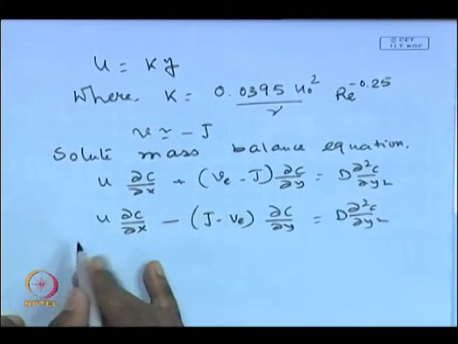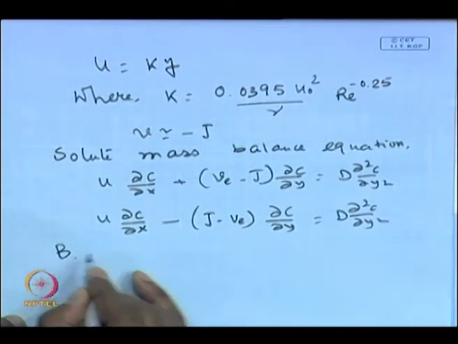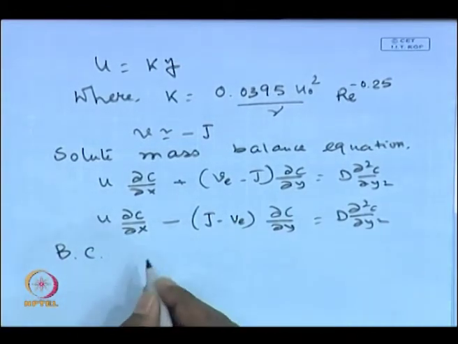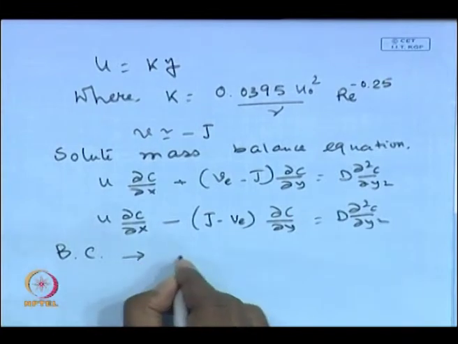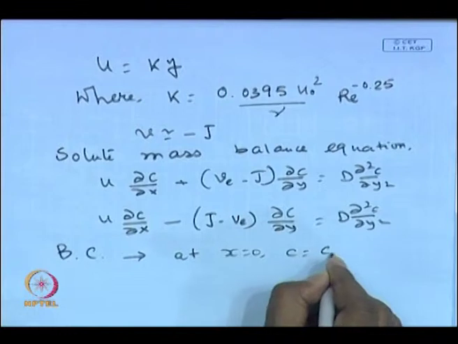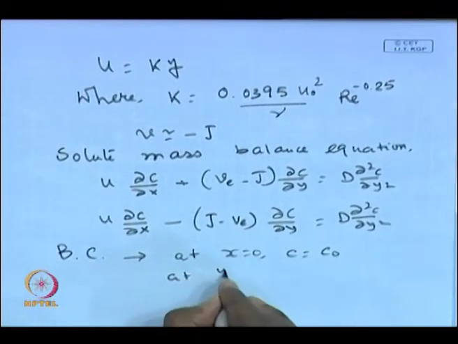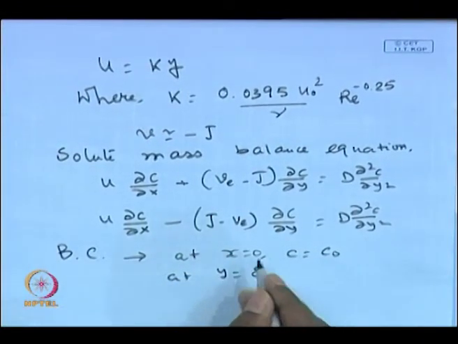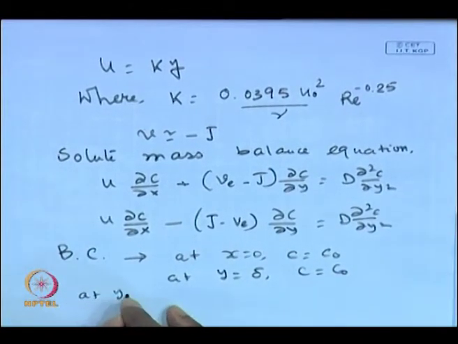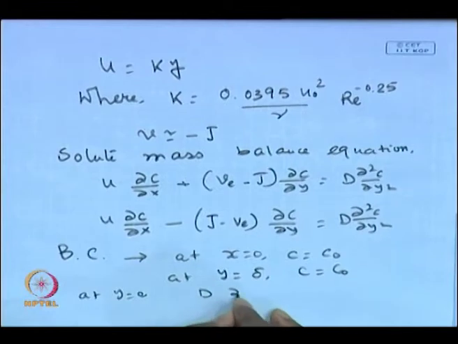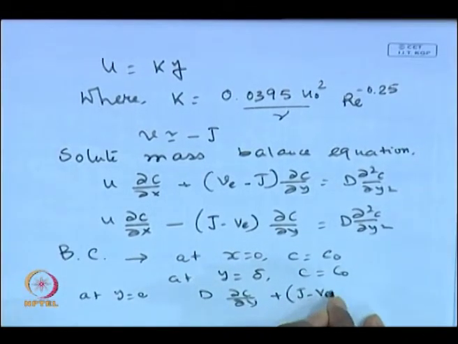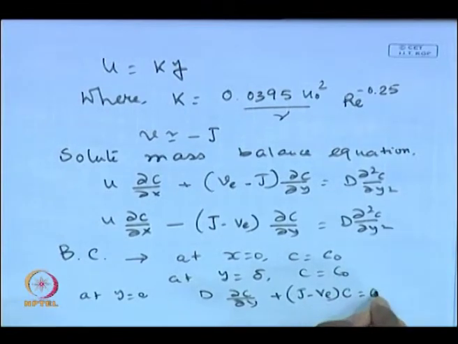Fine. Now, let us look into the boundary conditions. We require one boundary condition with respect to x and two boundary conditions with respect to y. As earlier, the boundary conditions are: at x equal to 0, c is equal to c naught; at y equal to delta, or at the edge of the boundary layer, c is equal to c naught; and at y equal to 0, D del c del y plus J minus V E c is equal to 0.